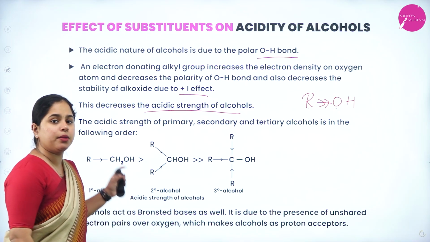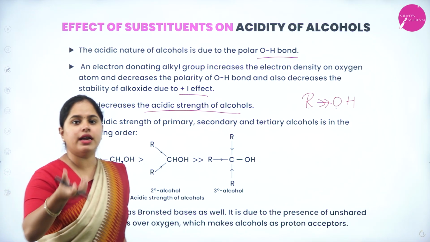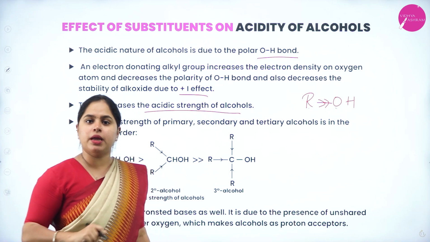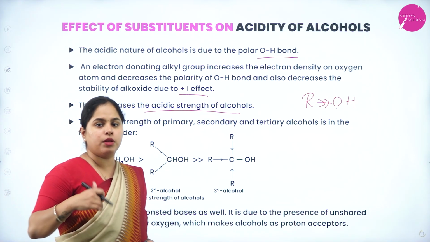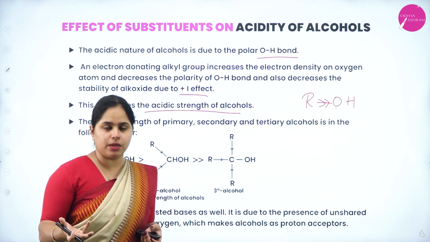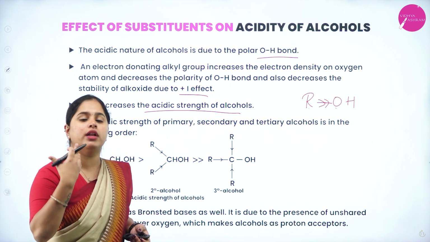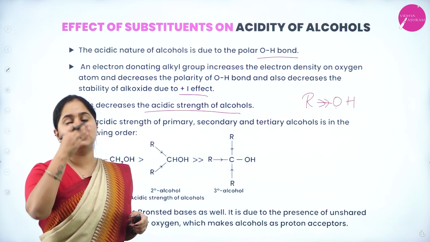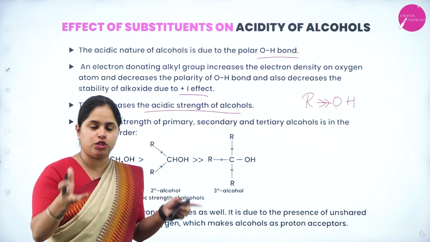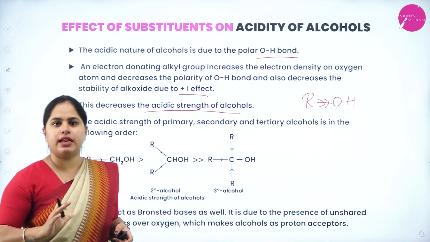So, when we are considering primary, secondary and tertiary alcohols, which will have the highest acidity? Of course, it will be primary. Why? Because when more and more alkyl groups are present, what happens? The plus I effect will be more. Oxygen will have more electron density. Hence, the bond will be less polar. Hence, it becomes difficult to break the OH bond and release the H plus ion. Hence, it becomes lesser and lesser acidic.